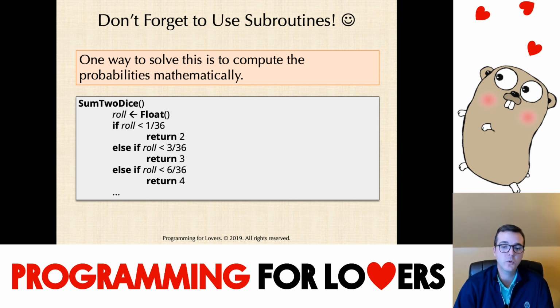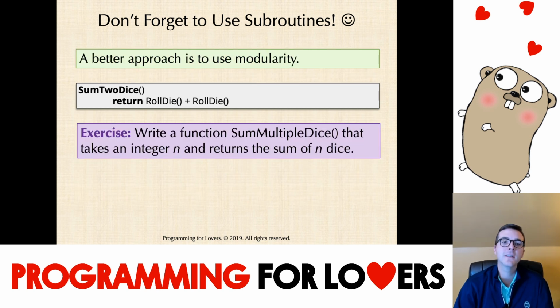A much better approach would be to use this concept of modularity to pass the details to an even simpler function called roll die. And to say that if I want to sum 2 dice, I'm going to roll a die, and I'm going to roll an independent die, and I'm going to take the sum of those 2 results. And that's all that I need to do. So I can presumably just write a function roll die, which is a little bit easier than sum 2 dice, because I just have to roll 1 die, and then call this function twice and take the sum.